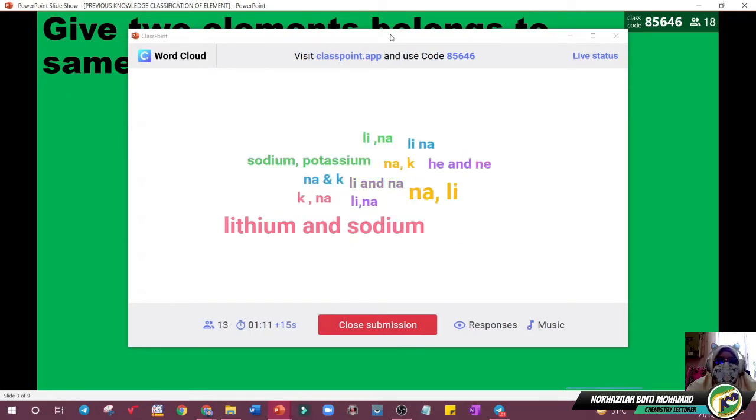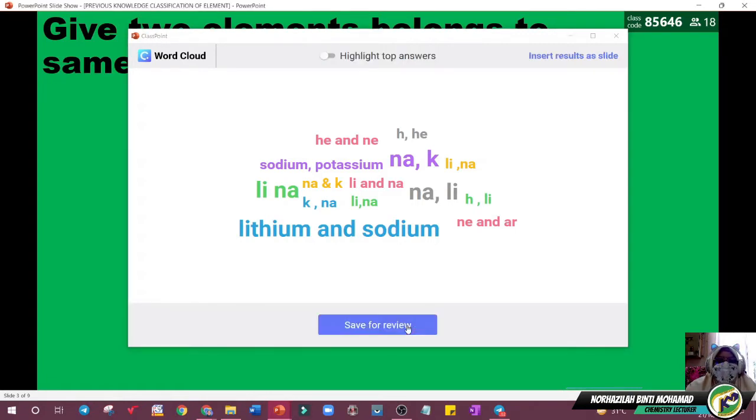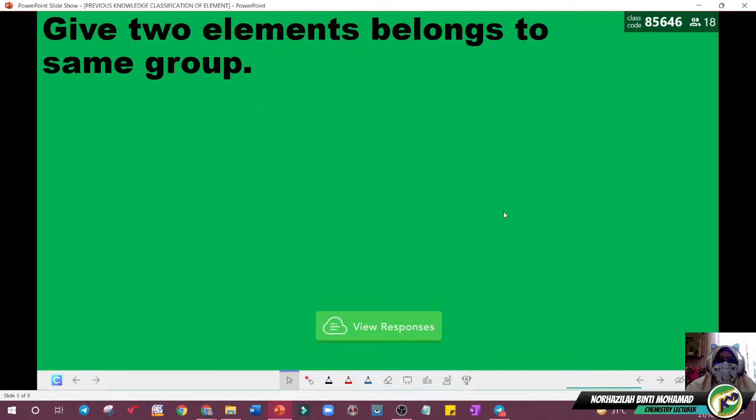Same group. Oh, okay. Hydrogen dengan helium. Hydrogen dengan helium bukan satu group. Okay, dah eh? Betul lah tu, kecuali helium dengan hydrogen tu. That one is not in the same group.